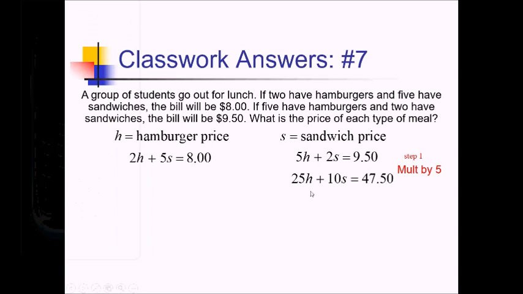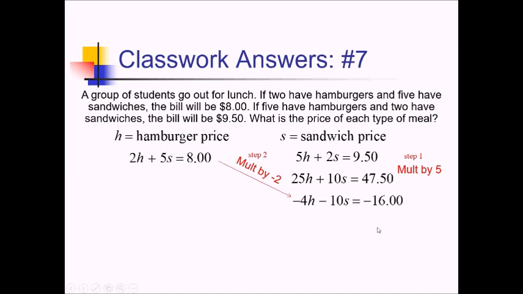All right. And now I have to multiply this other equation by negative 2 so that I get a negative 10S to cancel out my 10S. So I've got a negative 2 times everything in this equation. So negative 4H minus 10S equals negative 16. Let me go ahead and add those equations together. So let's see here. The S's are canceling. This is good. We just have the H's on the left side. 25 plus negative 4H is going to be 21H. And on the right side, this is going to add up to $31.50. So the price apparently of 21 hamburgers, if anyone's ordering that many, is $31.50.